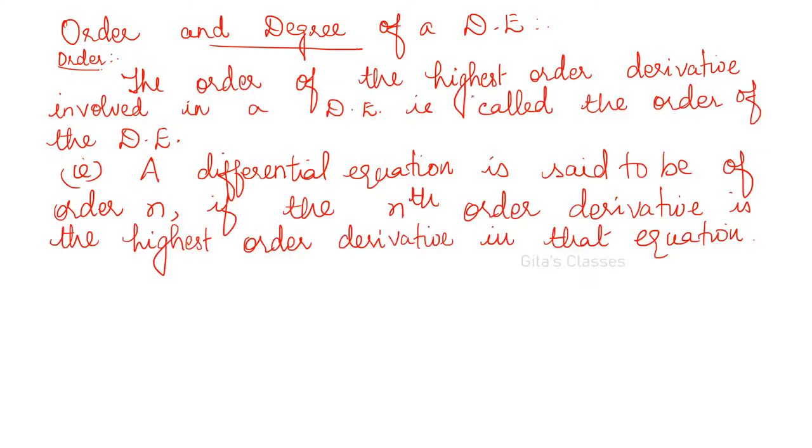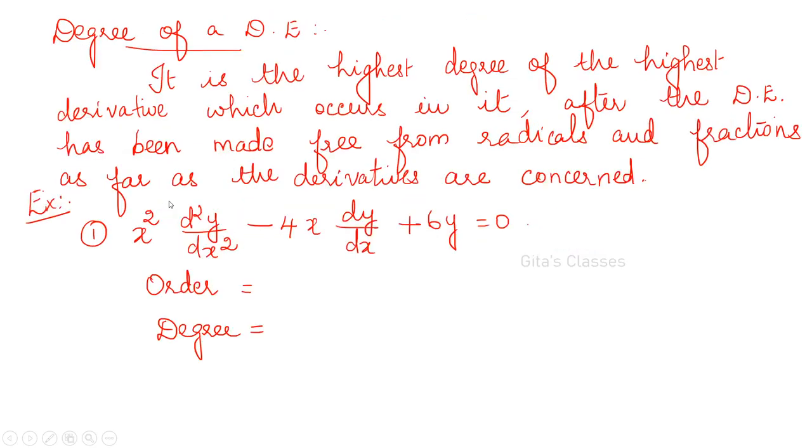The order of the highest order derivative involved in a differential equation is called the order of the differential equation. That means a differential equation is said to be of order n if the nth order derivative is the highest order derivative in that equation, then n is called the order of the differential equation. We'll see examples, don't worry.